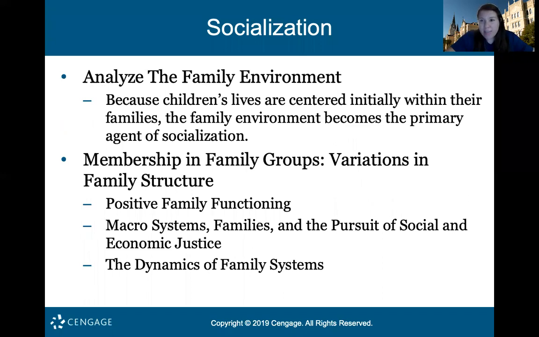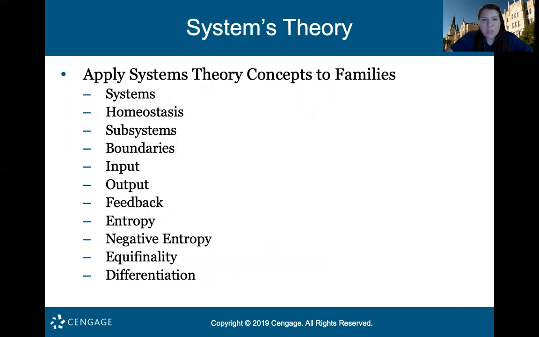So when we look at the family environment with regard to socialization, children's lives are centered within their families, right? So that becomes a primary means for socialization. The textbook is going to talk to you a lot about positive family functioning and what positive family functioning looks like. It's going to talk about macro systems, families, and the pursuit of social and economic justice, as well as dynamics of family systems.